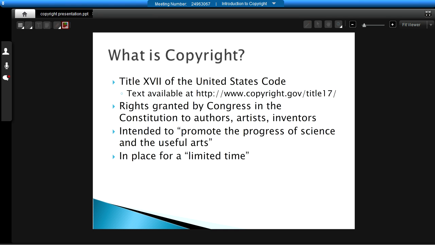And there are two important statements I want to highlight as we move forward from this slide. The first one is that these are rights granted by Congress, and that's going to be important in a later discussion we have. And it's also intended to be in place for a limited time. That's as specific as the language gets. So you'll see in just a few minutes why that has become a bit problematic for all of us.